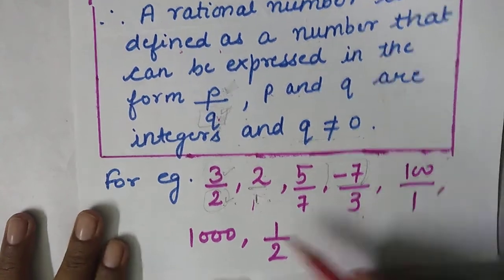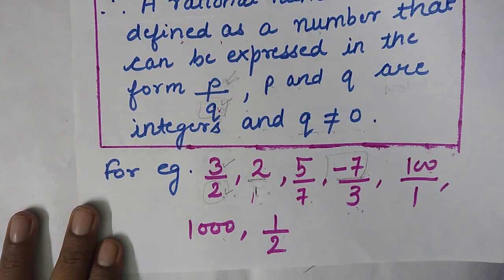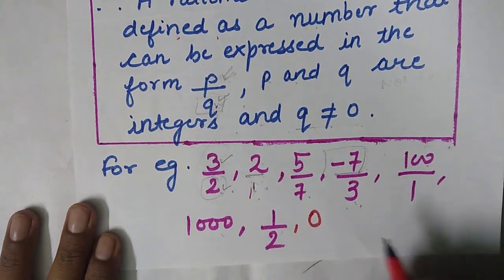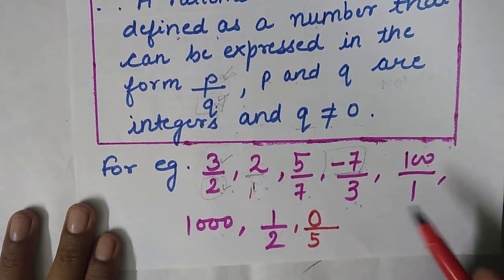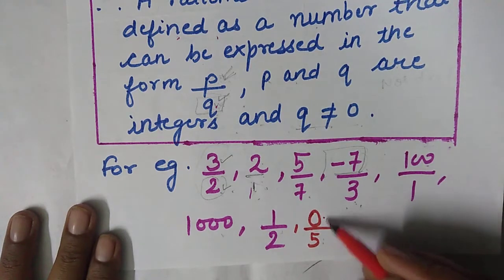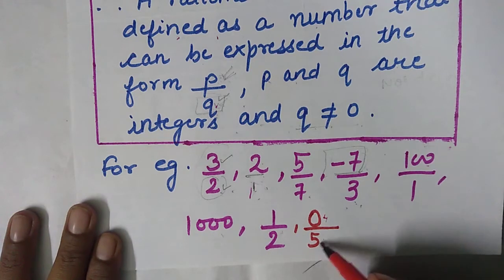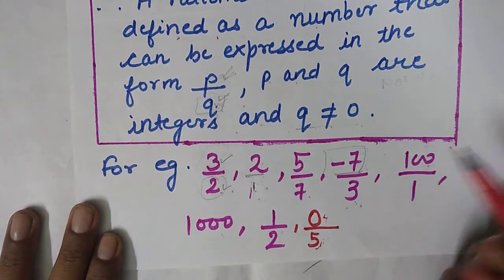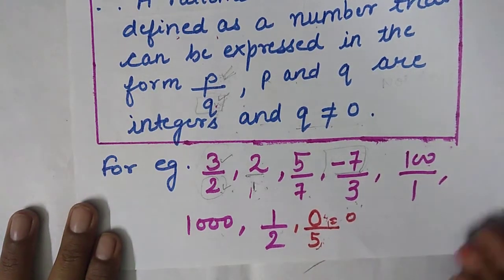100/1 is also a rational number. 1000, 1/2, these are rational numbers. One more example I am giving. 0 is also a rational number, because 0 divided by any number is equal to 0. In the numerator we have 0, which is an integer, and in the denominator we have 5, which is also an integer, and the denominator is not equal to 0. Hence this satisfies the definition of a rational number. So 0/5 is 0, and this is a rational number.